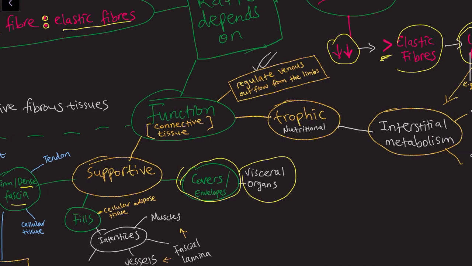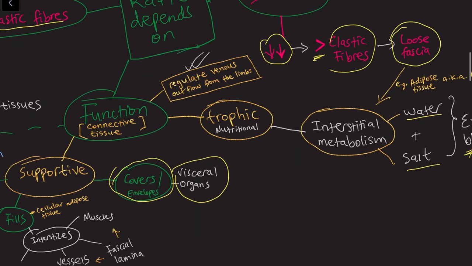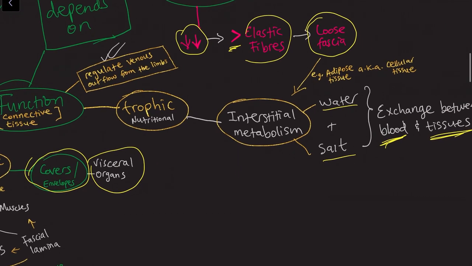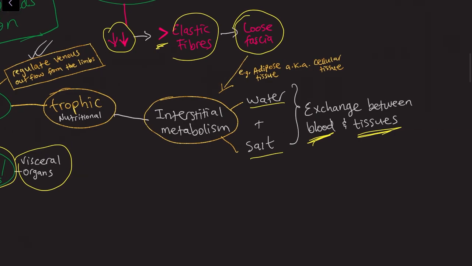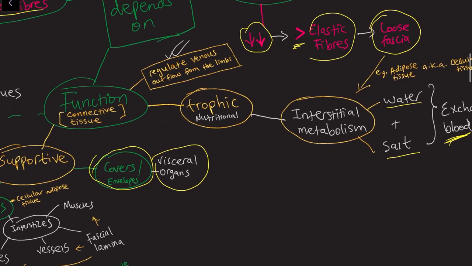And with respect to the trophic, nutritional function, the fascias are involved in the interstitial metabolism, right? Because they cover the adipose tissue, and it is this adipose tissue that is involved in the water and salt exchange between the blood and the interstitium, between the blood and the tissues.